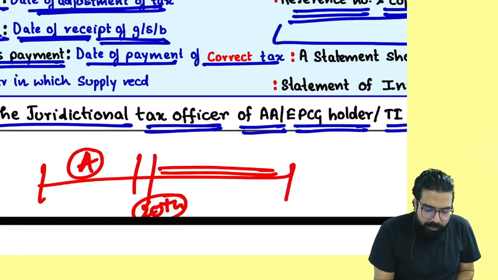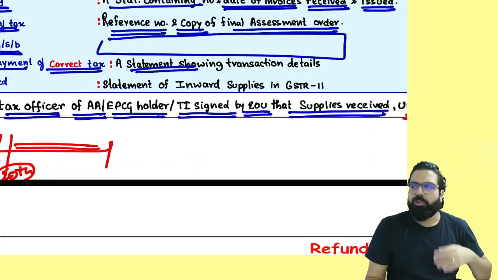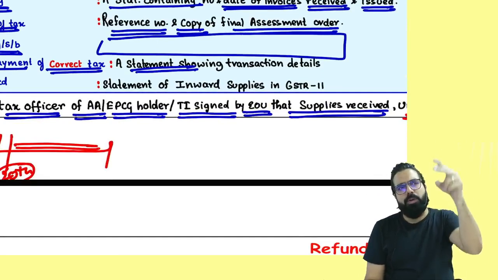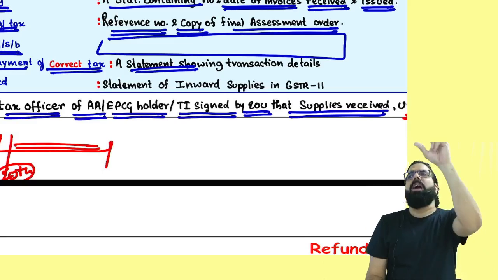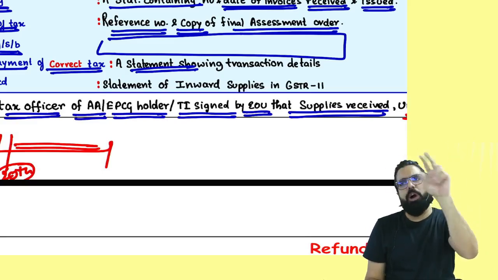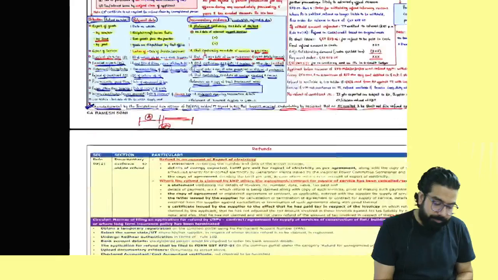Date of payment of correct tax, you have to apply within 2 years, and just make a statement showing the transaction details. Sir, I had paid this amount, I should have paid this amount, this is the differential, and they will go ahead and give you the refund. Or, sir, I paid CGST, SGST, actually it should have been IGST, so now I paid the IGST, please give the refund of the CGST and SGST.